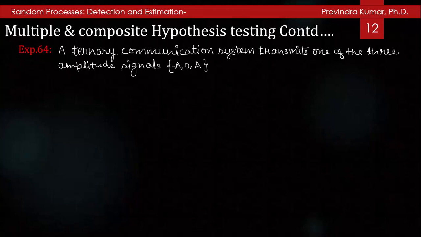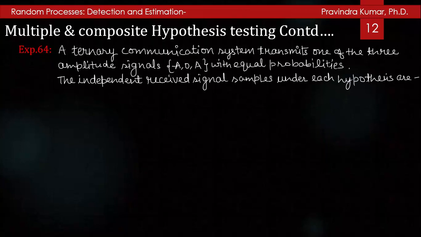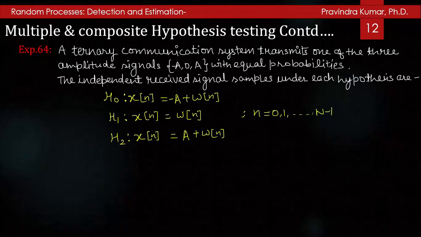Now take another example. A ternary communication system transmits one of three amplitude signals, minus A, 0, A, with equal probabilities. The independent received signal samples under each hypothesis are as follows. Under hypothesis H0 the received signal sample is minus A plus omega n. Under hypothesis H1 the received signal is only the noise, there is no signal, and under hypothesis H2 the received signal will be A plus omega n. So under hypothesis H0 the signal is minus A plus omega n, under hypothesis H2 the signal is A plus omega n, and under hypothesis H1 there is no signal, only noise is there.